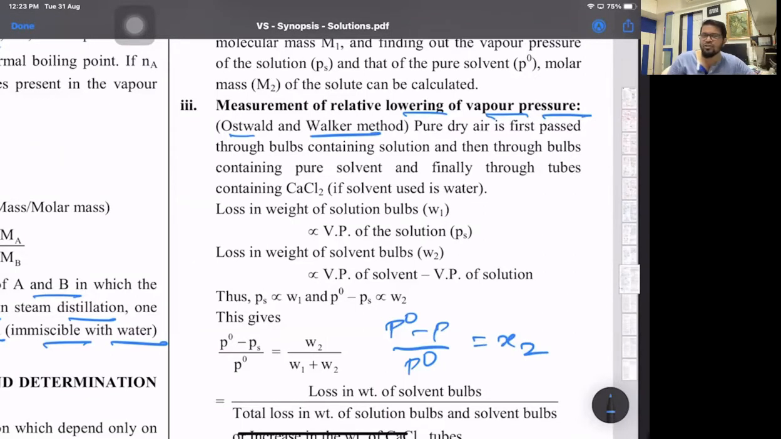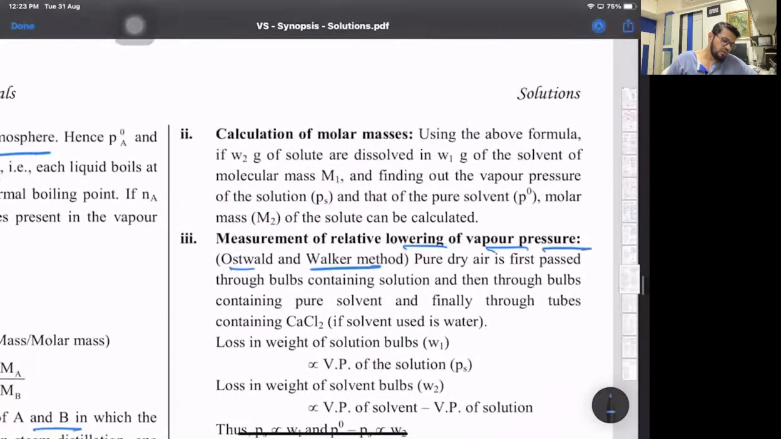They have given the calculations, how it works, though the diagram is not specified here. The Ostwald-Walker method is where you have bulbs. You take these glass bulbs, where in one you take pure solvent, and in the other, a solution, to check if pure solvent has a high vapor pressure. Pure solvent will have a high vapor pressure as compared to a solution, because in a solution the vapors don't come easily.